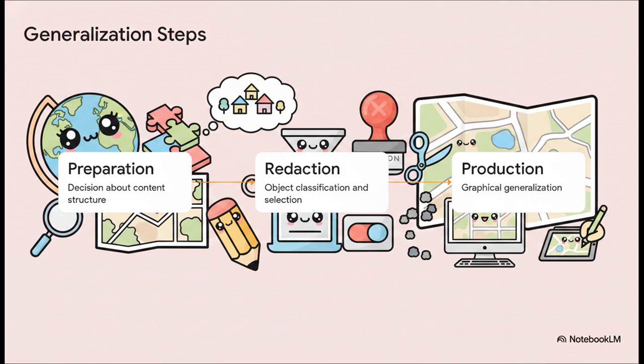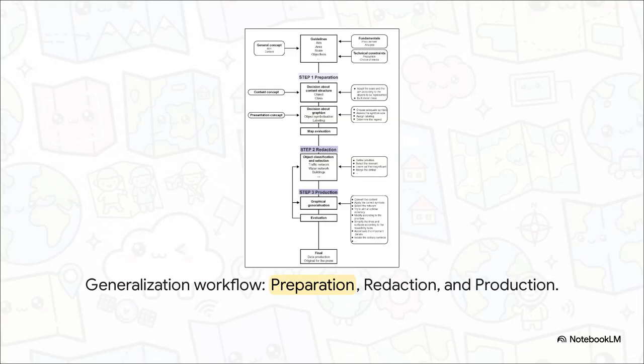And finally, Step 3 is production, the actual graphical execution where all the visual modifications take place to ensure everything is perfectly legible. And honestly, looking at the whole workflow, it's wild how much evaluation and logical grouping has to happen before any graphical simplification even begins.